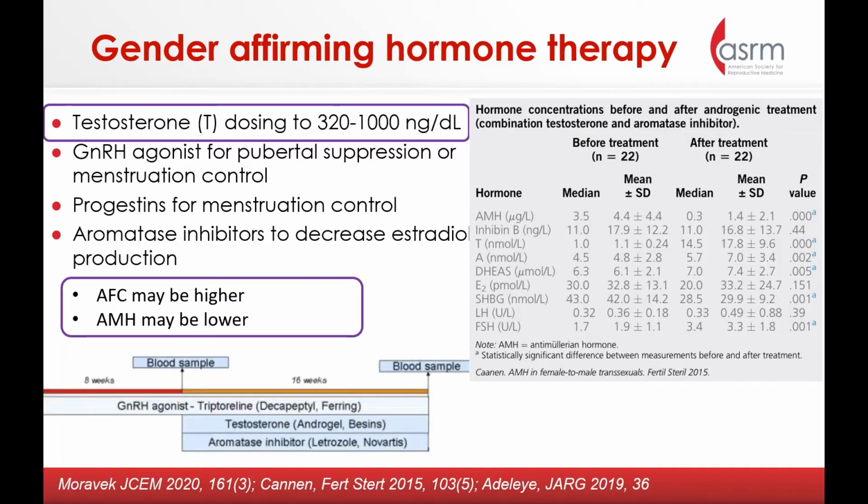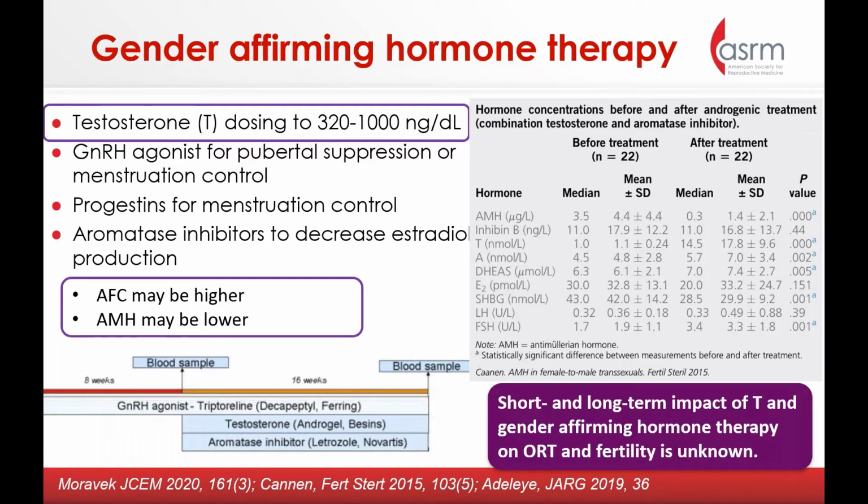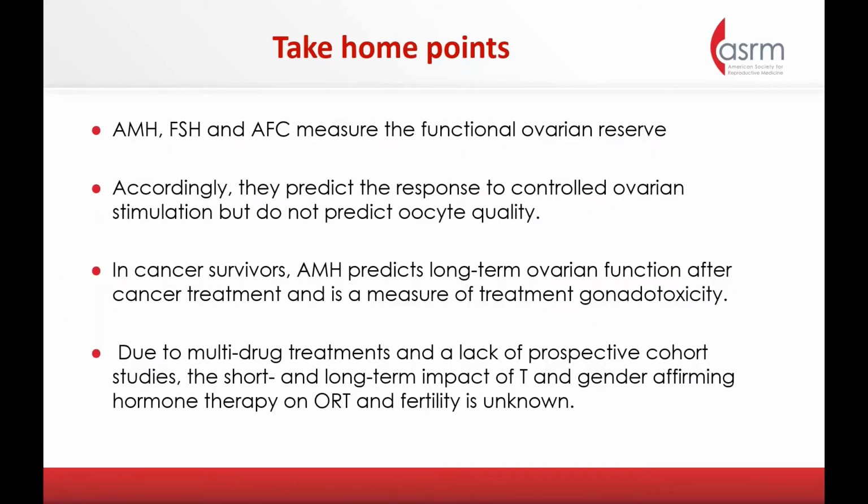So this is showing you the co-administration of multiple drugs that could affect ORT. So I think currently where we are is that the short and long-term impact of T and other GAHT on ORT and fertility remains unknown. So my take-home points are that AMH, FSH, and antral follicle count measure the functional ovarian reserve. So accordingly, they help us to predict the response to COS, but they don't predict oocyte quality.